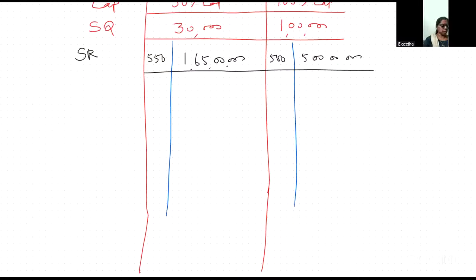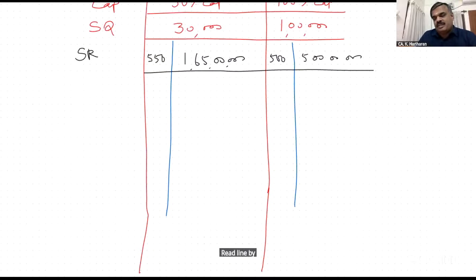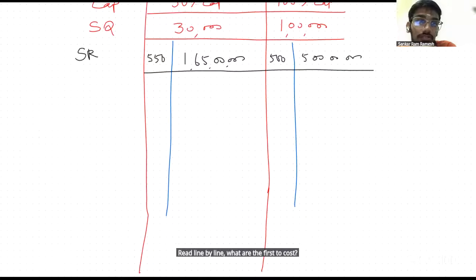Fixed administration expense. Read line by line. What is the first cost? The works cost, 30%, 380 rupees. Works cost.